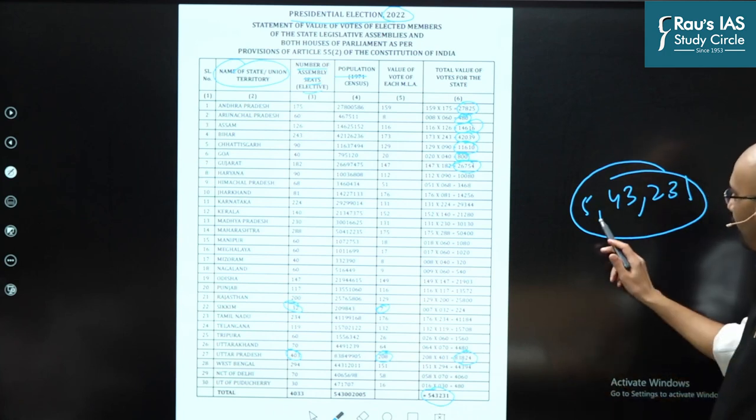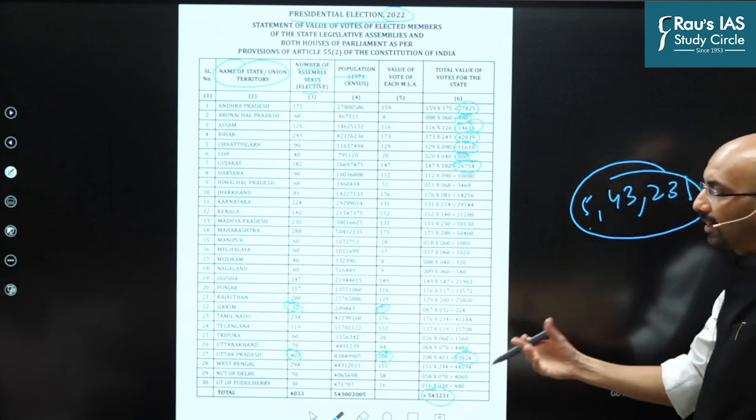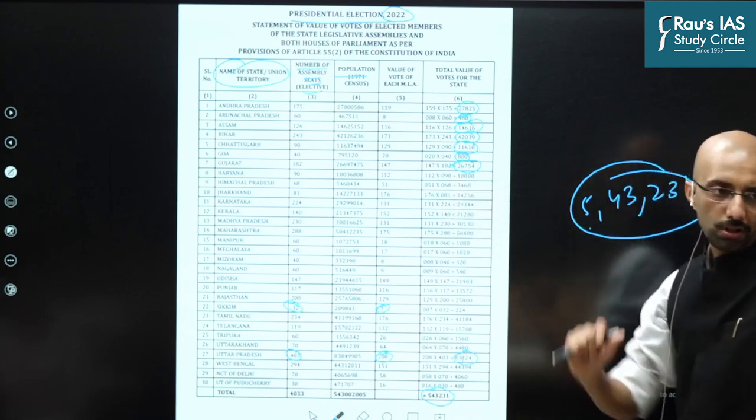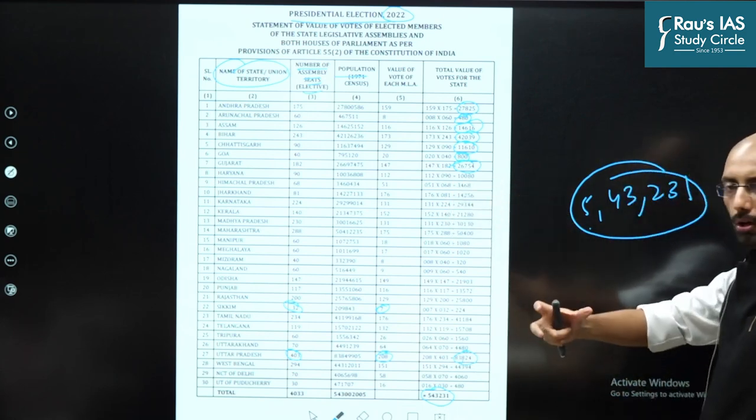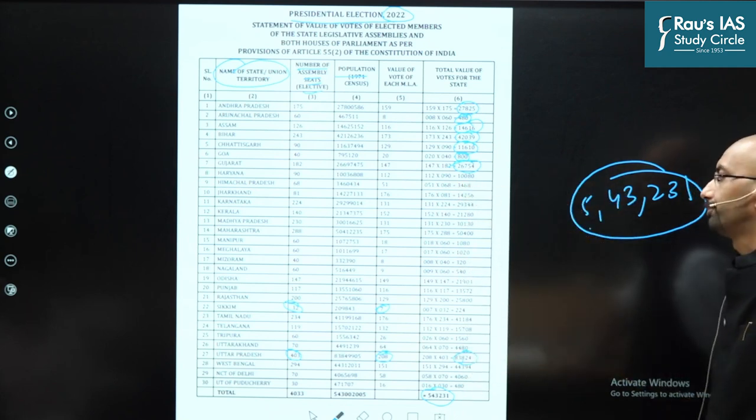83,824 out of 5,40,000. UP has how much weightage? 83,000. That's why the name is what? Proportional representation. States have a role, or states are represented in proportion to their population. Right?